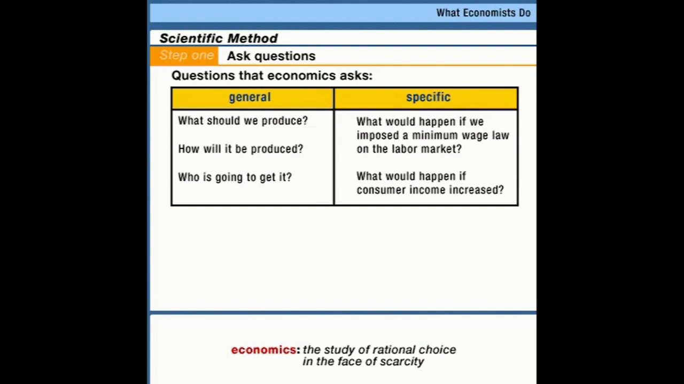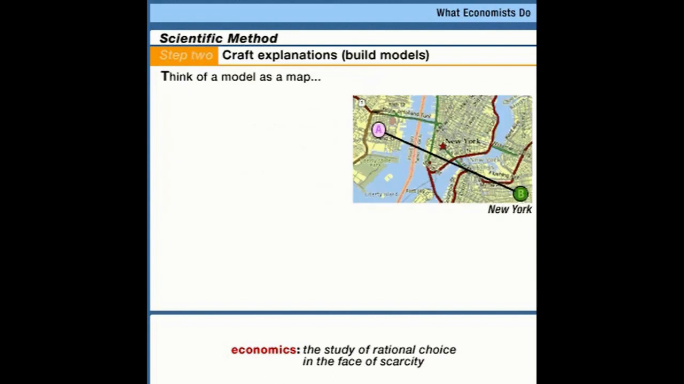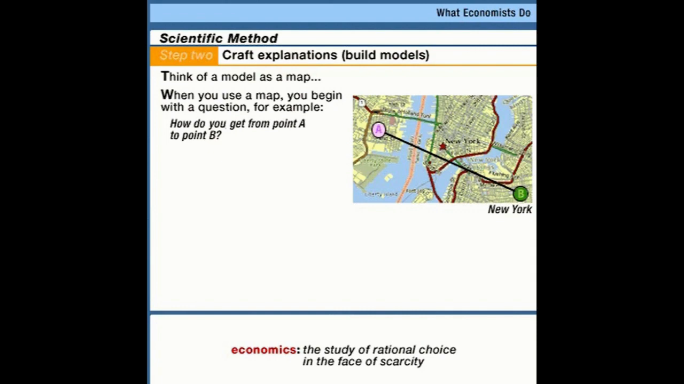What is an economic model? What is a scientific model? A model really is nothing more than a map. Think for a moment about the way a map works. You begin with a question. How do I get from the theater district to the Metropolitan Museum if I'm in New York City? Well, that answer is going to depend on the method of transportation that you choose.